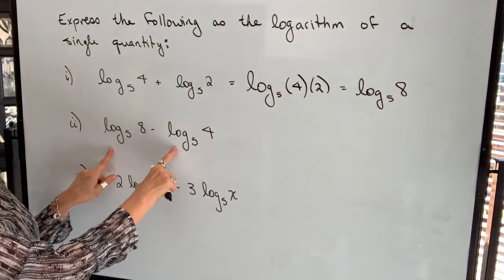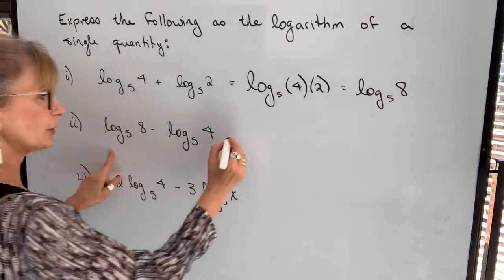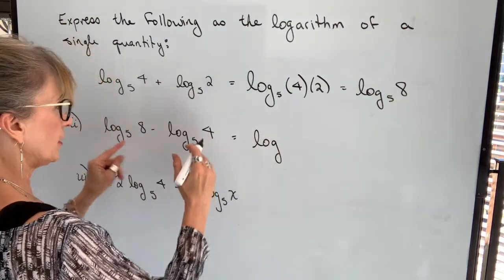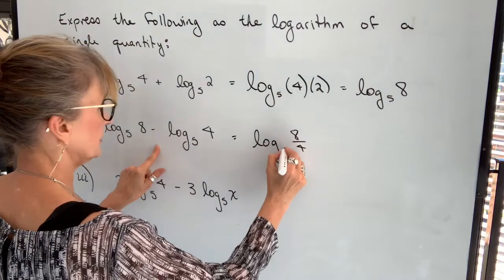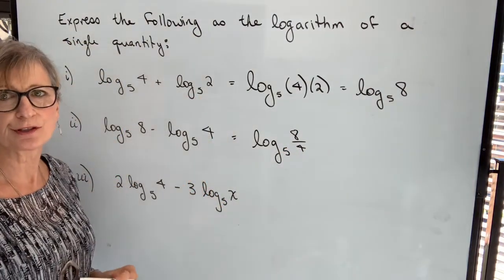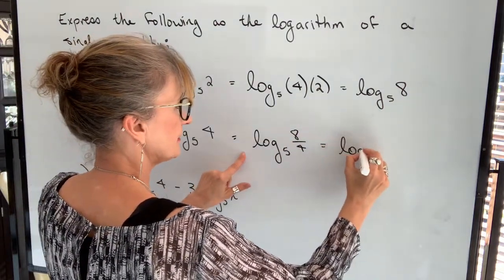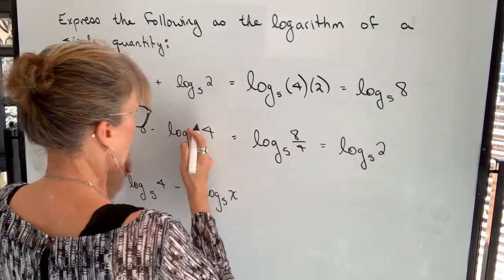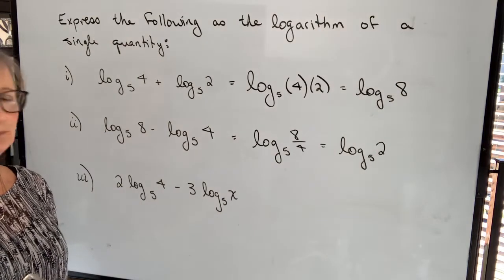I do the same thing with the second example, but this is subtraction, so I would use my second property to simplify this or combine the log terms to be 8 divided by 4. The bases have to be the same for the properties to work. And then again, I can simplify this. 8 divided by 4 is 2. So I could combine these and simplify to just the log of 2 base 5.